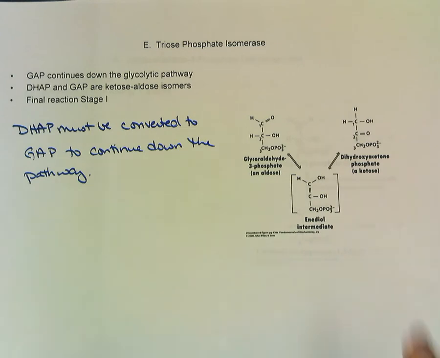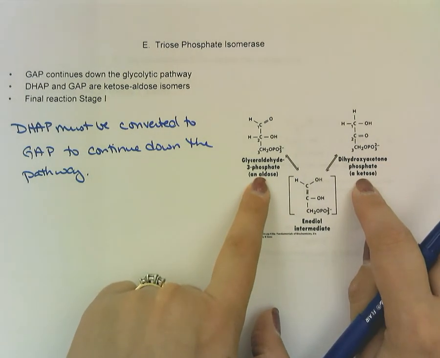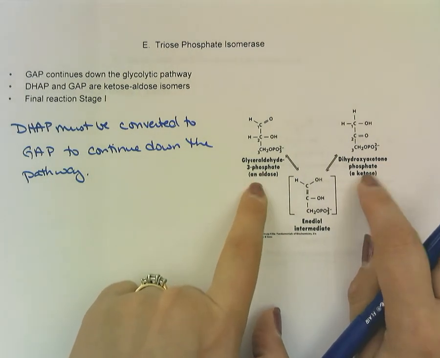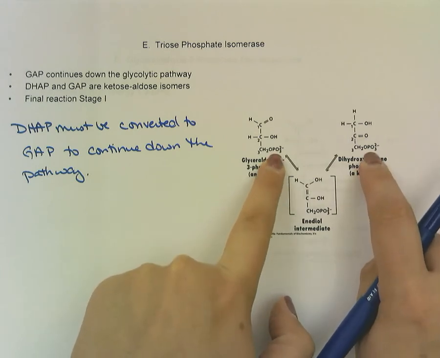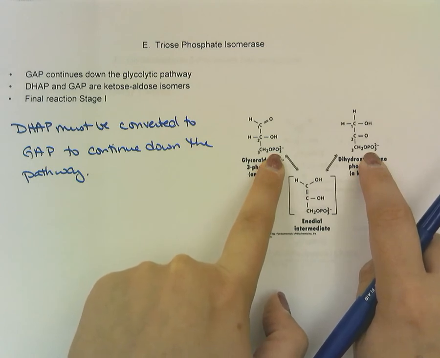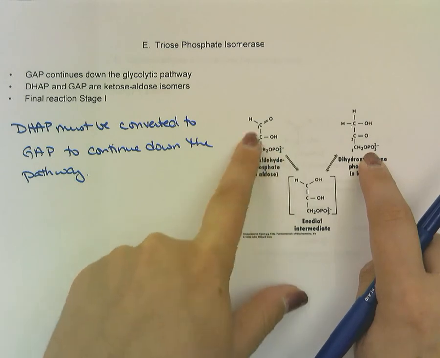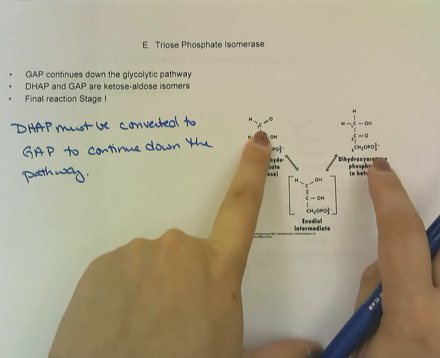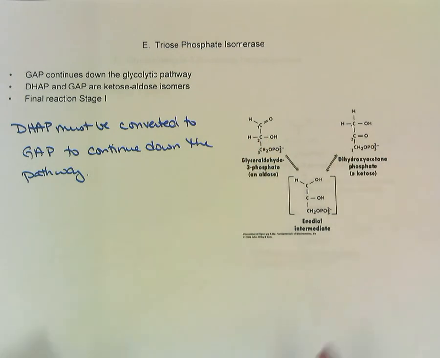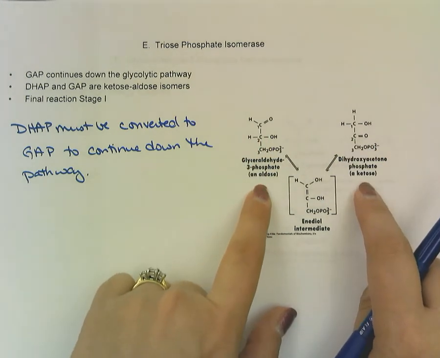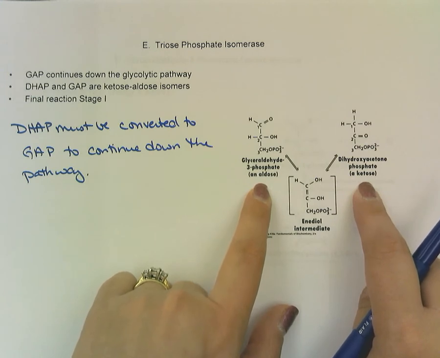So we have 2 phosphorylated molecules, right? Glyceraldehyde 3-phosphate and dihydroxyacetone phosphate, both of which have a phosphate group on carbon number 3, which is good, but for the next enzyme to be able to use it, it has to have an aldehyde at carbon number 1, not an alcohol. So these 2 are ketose-aldose isomers, right? They're the same carbon, hydrogen, oxygen combination. They just have them in different locations, so they're isomers of each other.